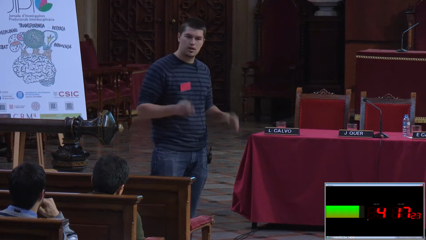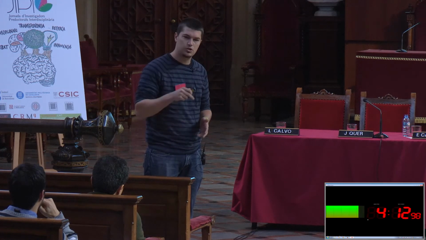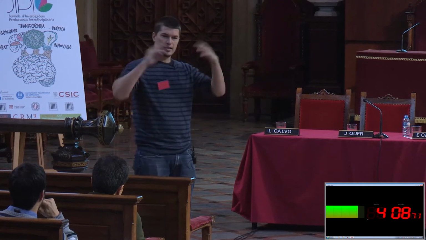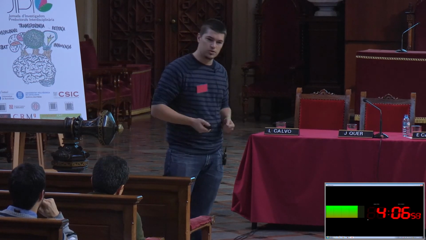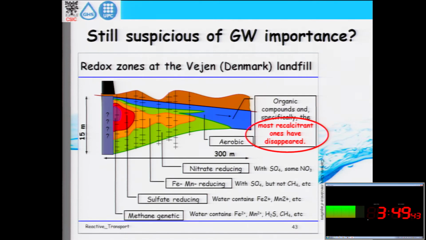And this is groundwater, to supply and protect this water, which is stored in the ground. Not like a big bubble, not like a cavity, but like a sponge. This water represents a very small percent of the total amount of water in the world, but more than 50% of the population depends on its supply every day. And this demand will probably increase because of climate change.